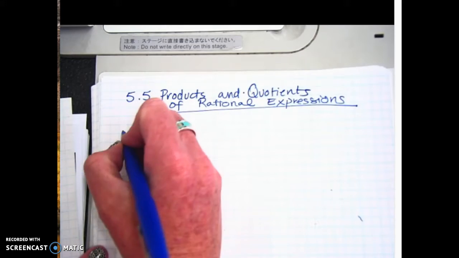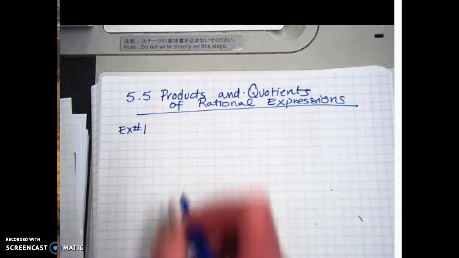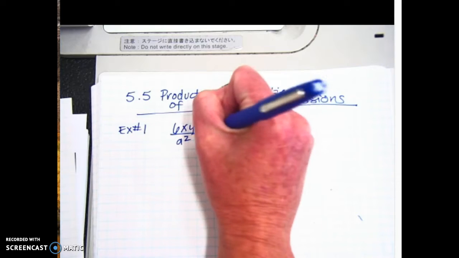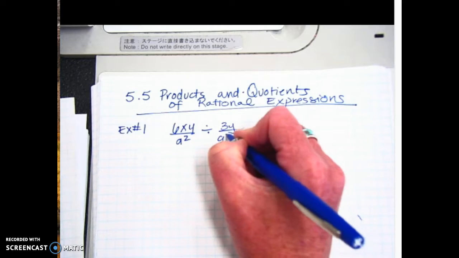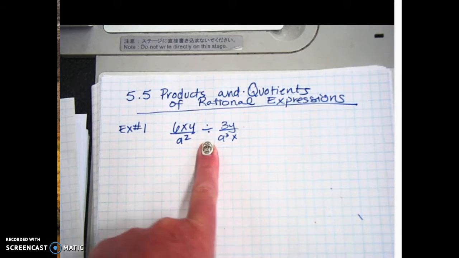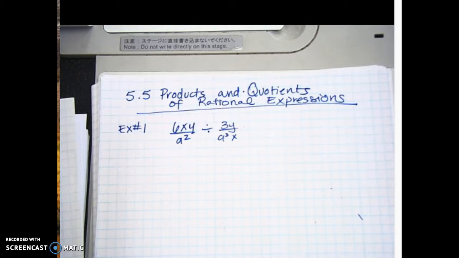Let's start with the super easy, Algebra 1 level problem. If we have 6xy over a squared divided by 3y over a to the third x. This is sort of an Algebra 1 level. We don't have any factoring in it quite yet. We're going to get to that in the next two. But there is division. There's a trick or a rule that you use when you're dividing two fractions. Anybody know it?